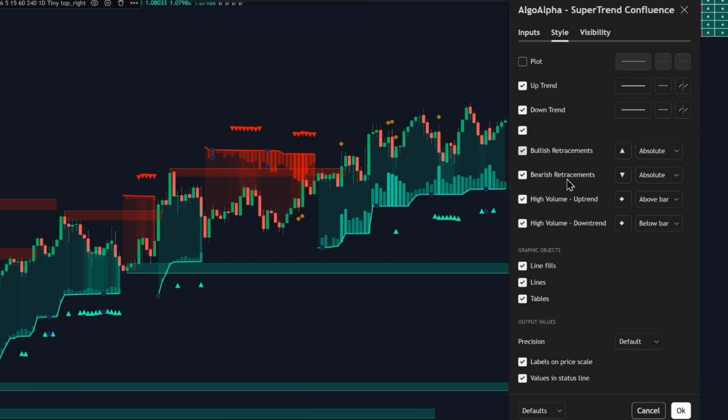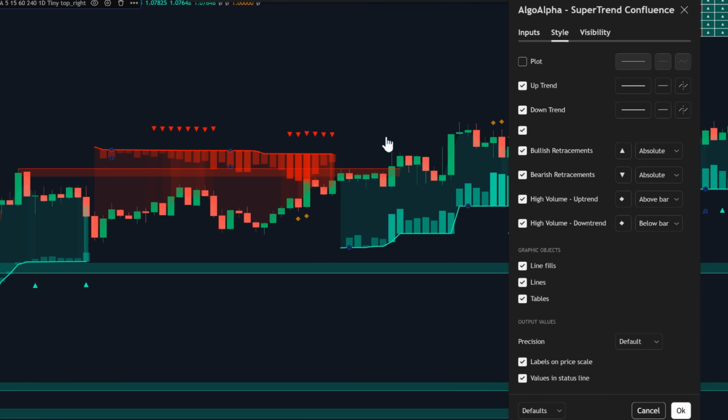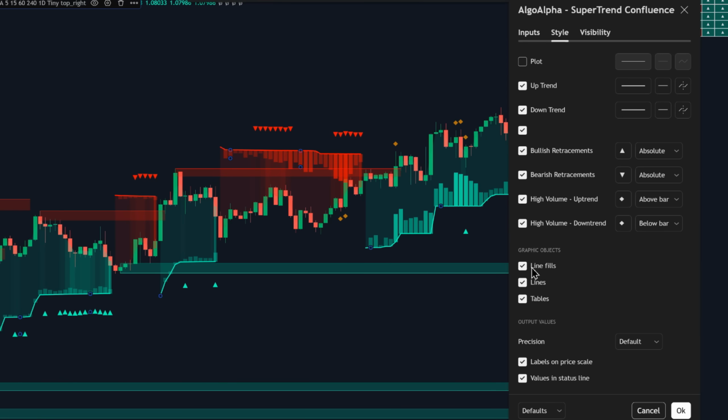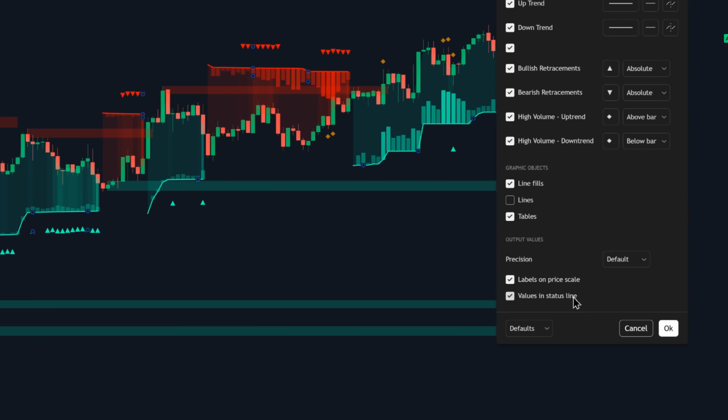High volume uptrend and high volume downtrend place the diamond markers above or below the bar when a relative volume burst hits. Line fills, lines, and tables control the visual extras for bands and the matrix. For me, I unchecked lines to keep the screen minimal. Precision sets the number format, and labels on price scale plus values in status line just make the readout cleaner and easier to glance at.